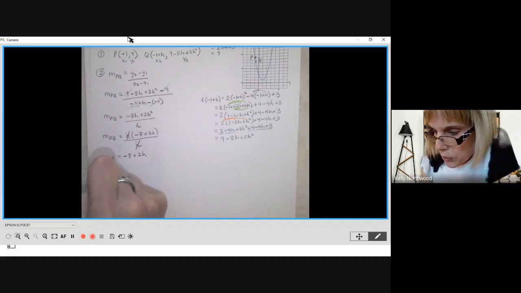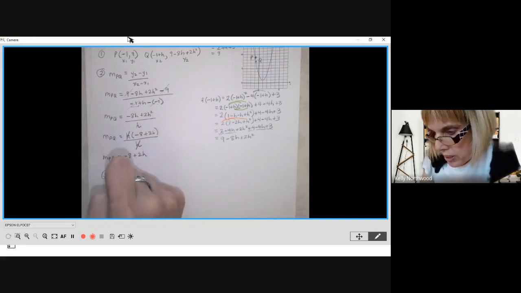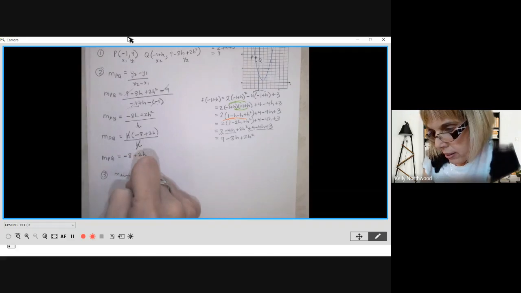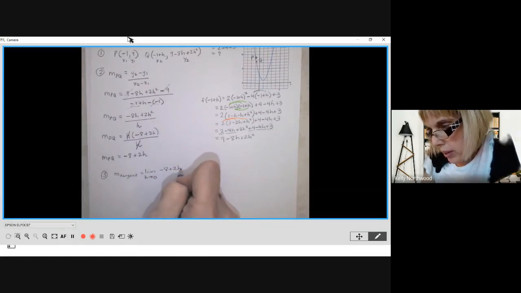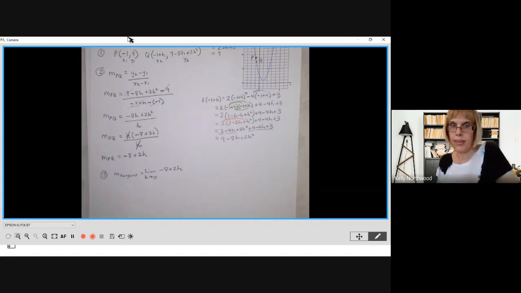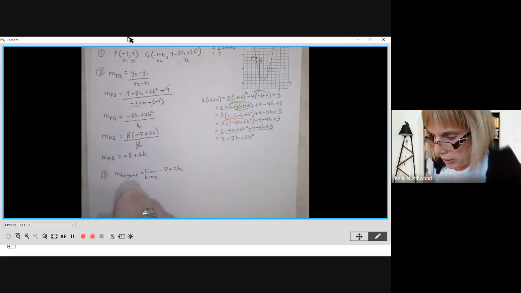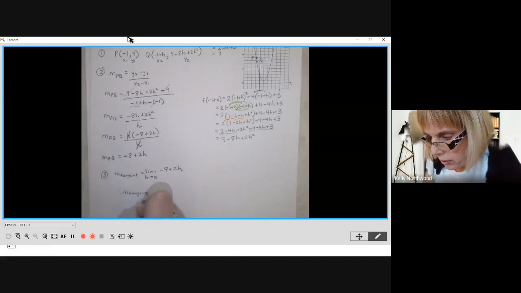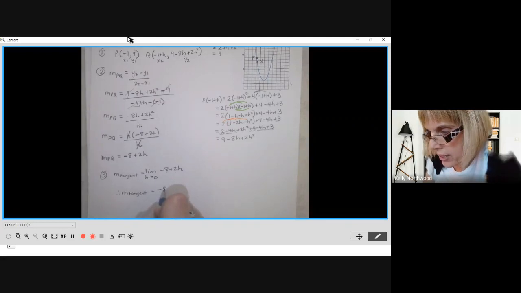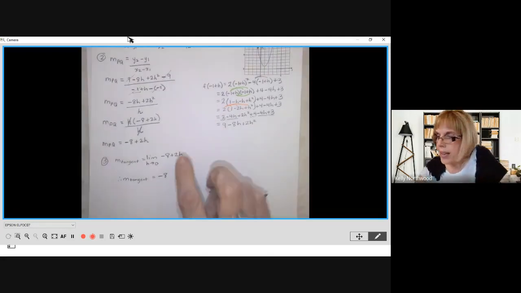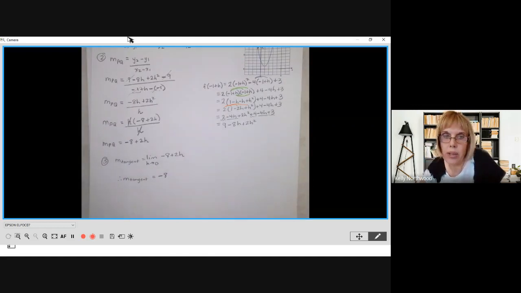And then the third and most important step is to find the slope of the tangent by taking the limit as h approaches 0 of the slope of the secant, which is -8 plus 2h. So therefore, now we're going to let h approach 0. So as h approaches 0, -8 plus 2h approaches -8. Okay, and again, if h approaches 0, 2 times h will also approach 0. So the slope of the tangent ends up being -8.